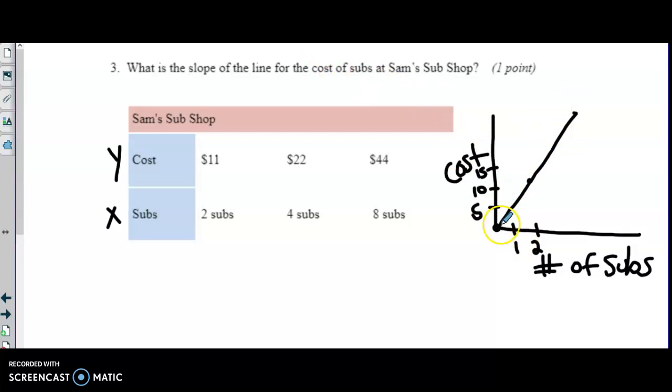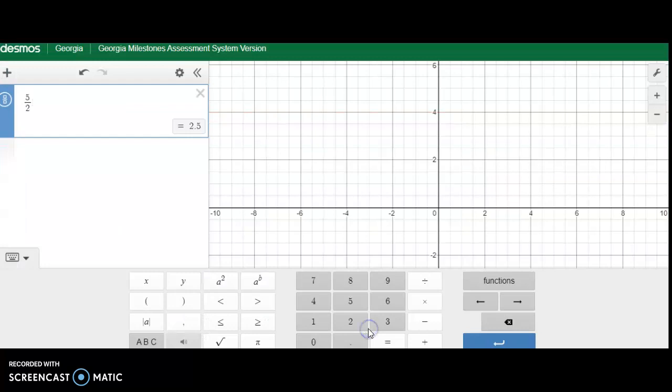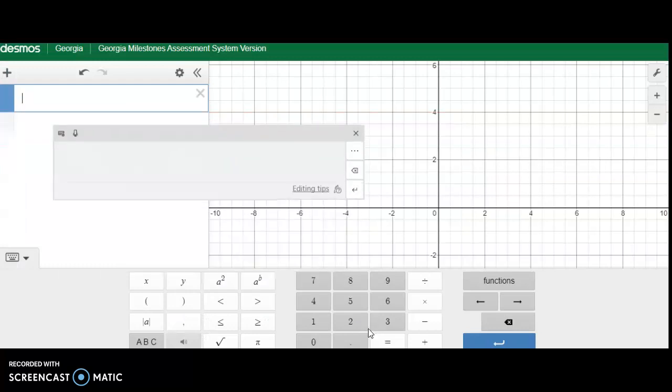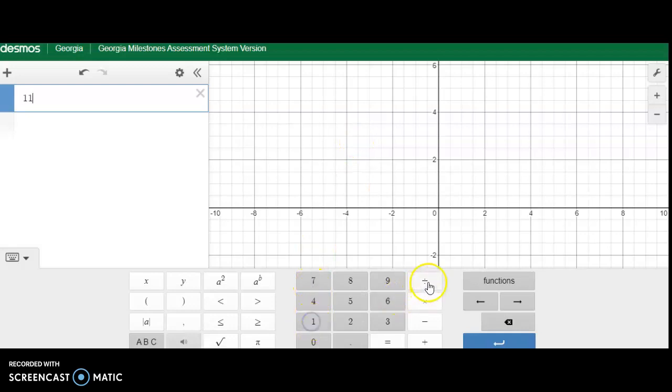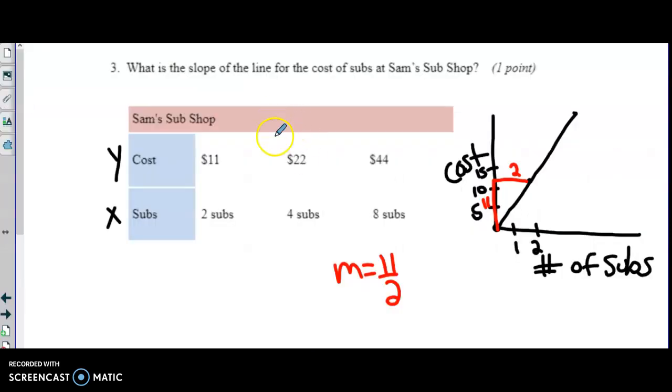And then to find the slope of the line, you do rise over run. So you're going to rise up $11 and you're going to run over 2 subs. So my slope would be 11 over 2. Now, since it's a real-world problem, usually we leave slope as a fraction, but they might turn that into money. So if you needed to turn it into a decimal or into money, you would say 11 divided by 2. So it's $5.50 per sub. So the unit rate here is $5.50 per sub. There we go. The slope is 11 over 2 or 5.5.